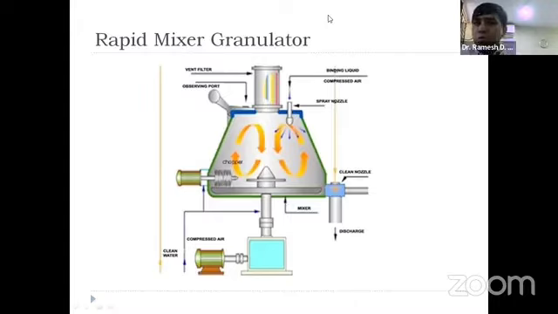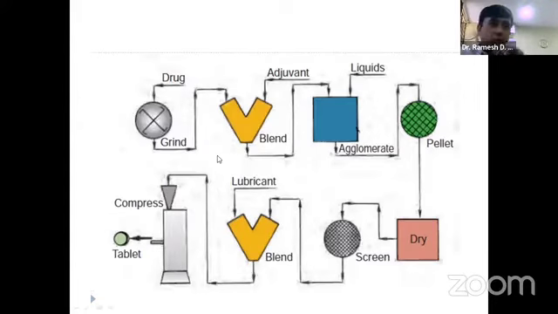Now at present, we are having NIR probes, near infrared probes, which are continuously monitoring the moisture content or water content in the granulation. Once sufficient water content has been attained, then we will stop the granulation process. And there is no need to use any secondary measures. This is the flow sheet of the tablet manufacturing process.